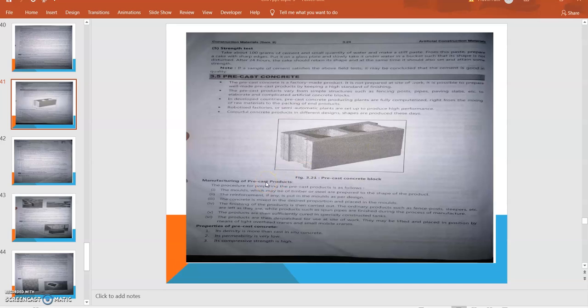In the manufacturing procedure of a precast product, the molds, which may be timber or steel, are prepared to the shape. Then the reinforcement, if required, is put into the molds. Then concrete is poured as per the concrete mix design. After that, compaction and finishing are done, and thereafter we carry out the curing process as per the requirement.